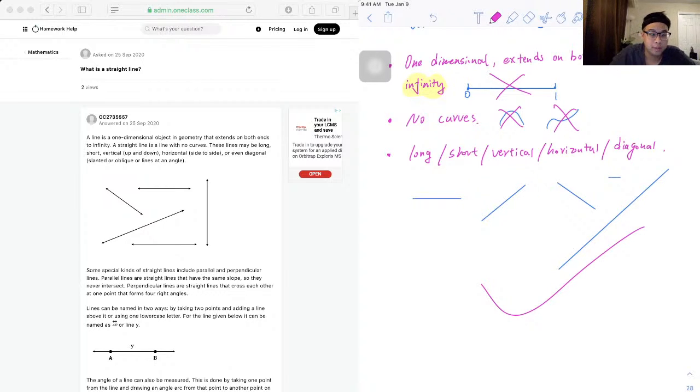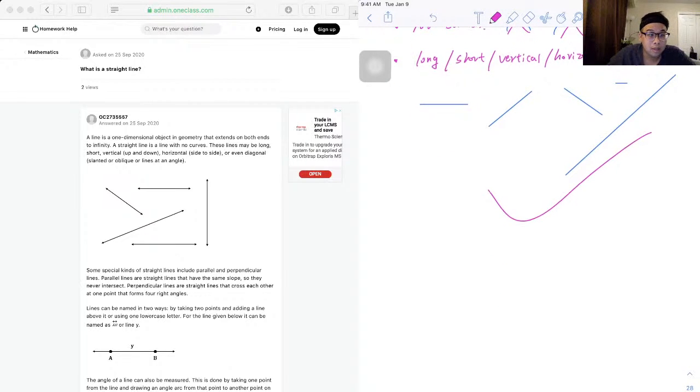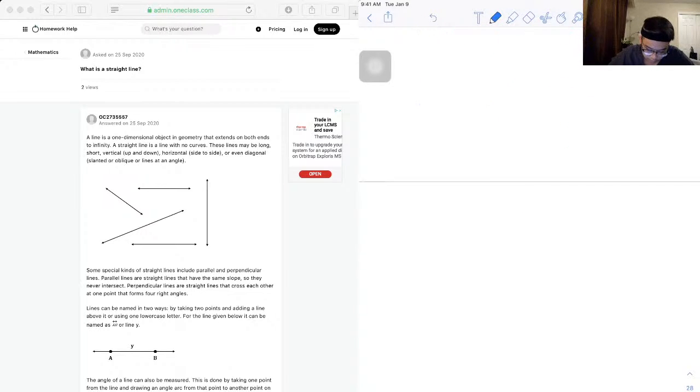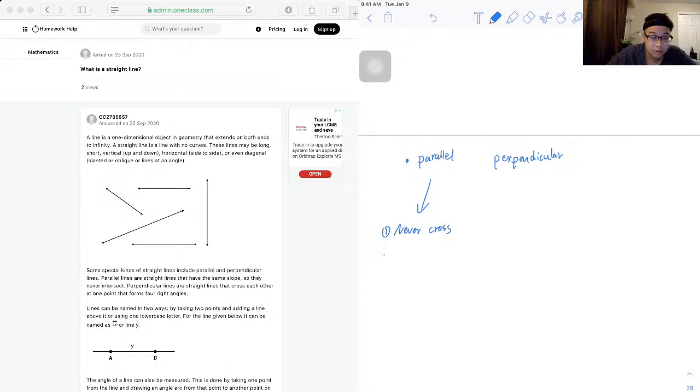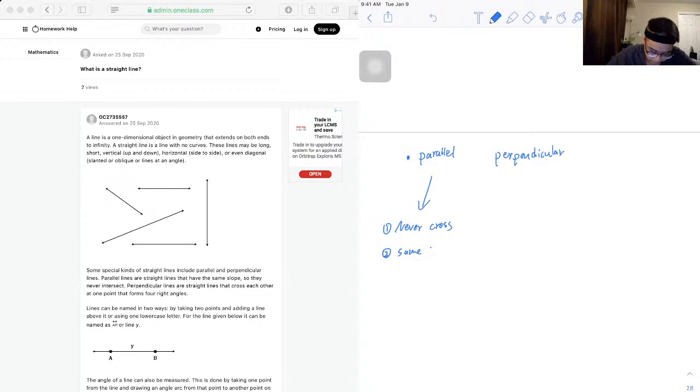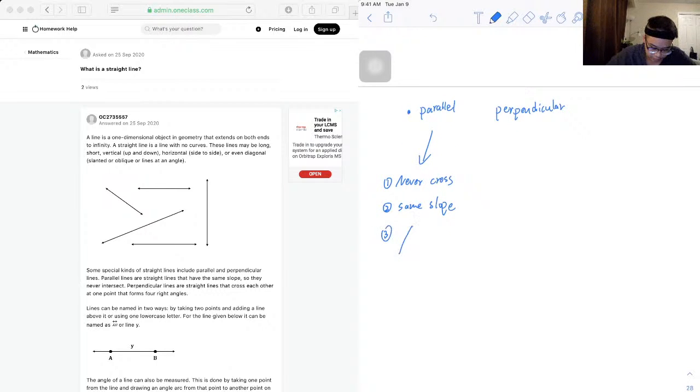And some special kinds of straight lines include parallel and perpendicular lines. Let's start a new page. So, parallel, perpendicular. Parallel lines are just straight lines that have the same slope and they never intersect. Never cross each other, and same slope. So something like this would be a pair of parallel lines.